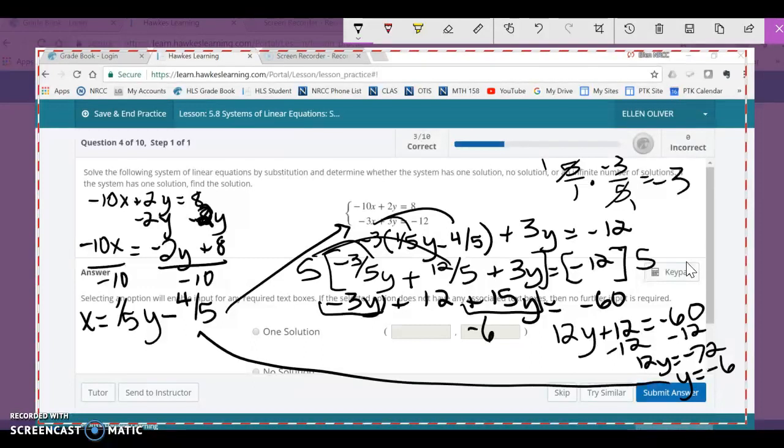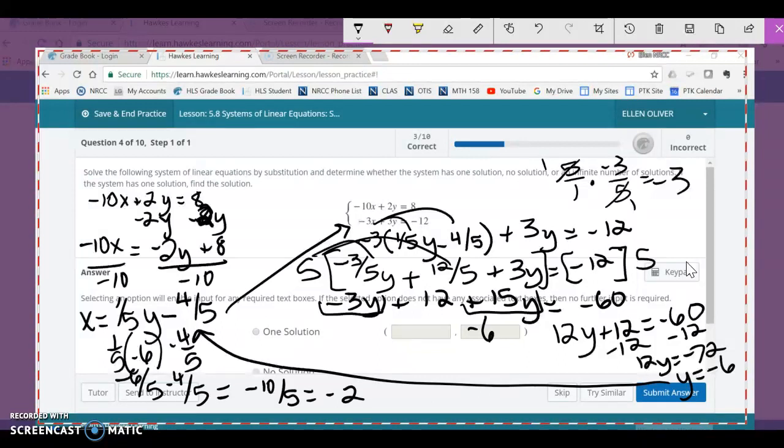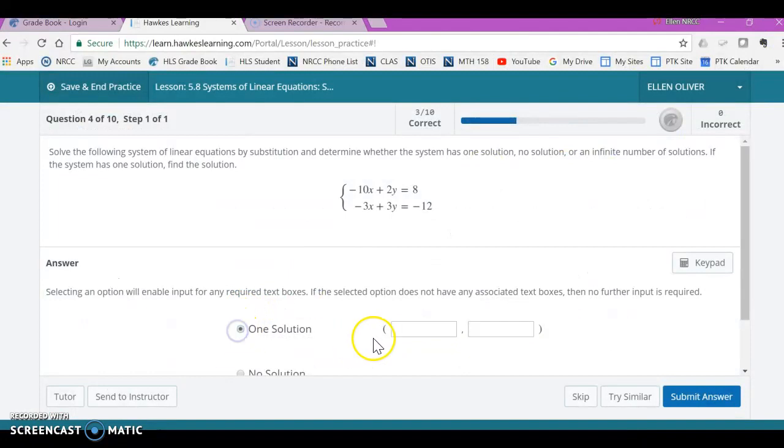Take that, plug that right back into here. X is 1/5 times negative 6 minus 4/5. So that's going to give me negative 6/5 minus 4/5, which is negative 10/5, which is negative 2. All right, so negative 2, negative 6 is my point.